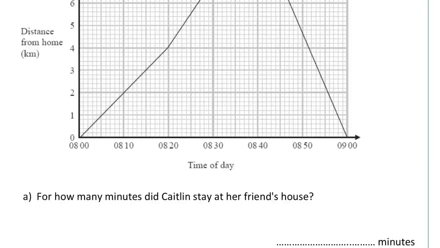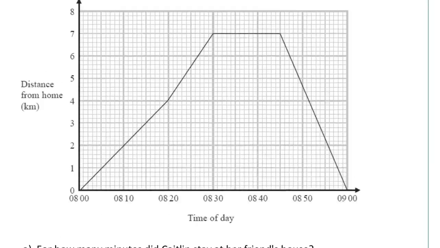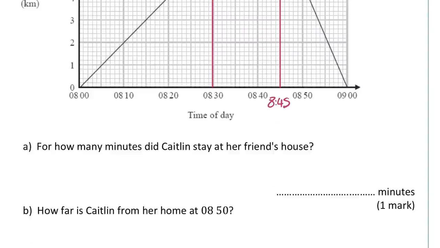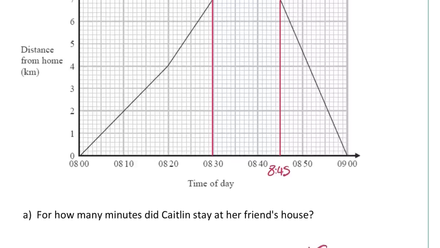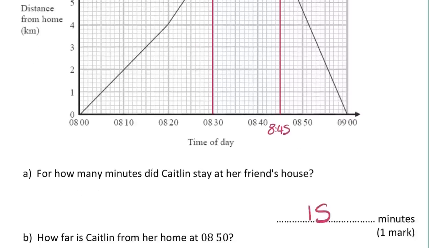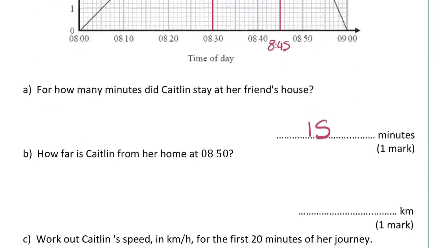It says, for how many minutes did Caitlin stay at her friend's house? Ideally, you want to get a nice long ruler here. You want to have a look carefully so you can join this up to the bottom and see exactly what times these land on. So that is 8:30 and that is 8:45 in the middle there. From 8:30 to 8:45, well, that's 15 minutes. So 15 minutes she stayed at her friend's house. You can get rid of those lines as well. You just need to put your ruler on there and measure it out carefully.